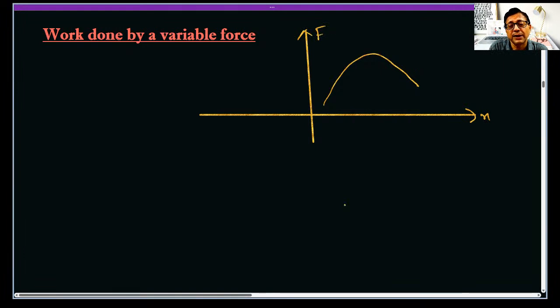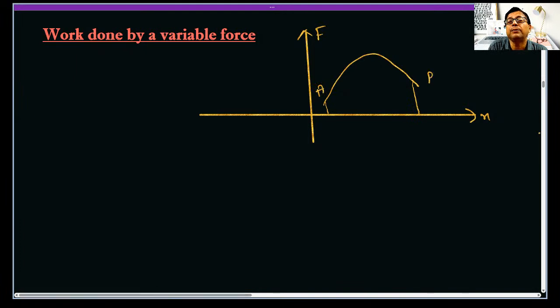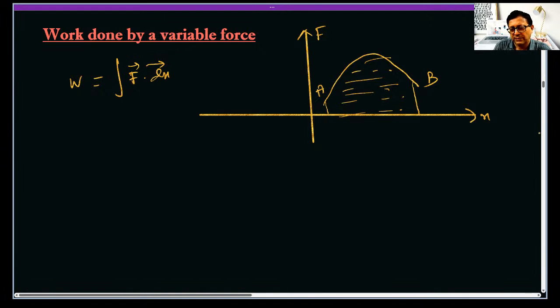This is F. This is displacement x. Work done to take the particle from the point A to the point B will be what? This is area. This area will give you the work done. So basically you remember this formula, W equal to integration F dot dx. Both are treated as vector quantities over the whole path. Okay. So let us take an example.